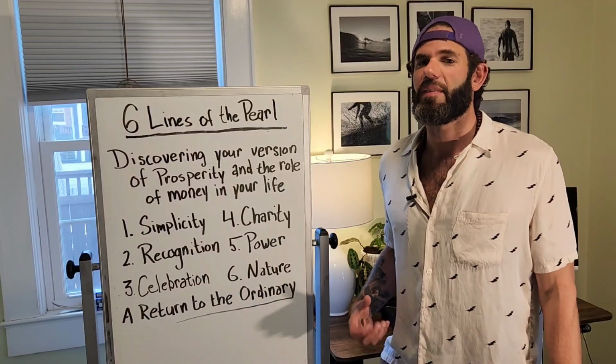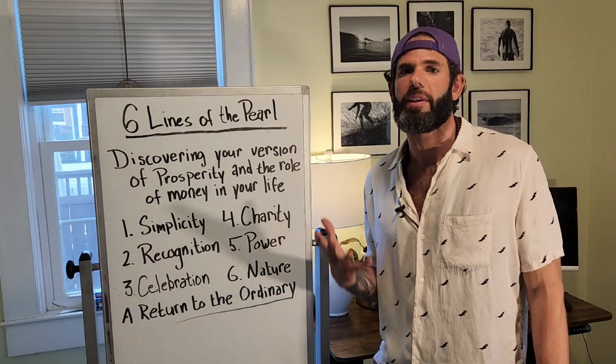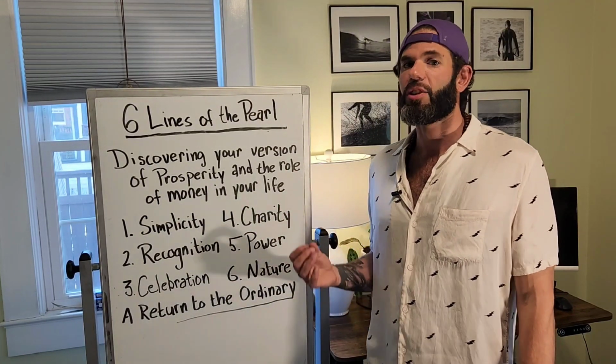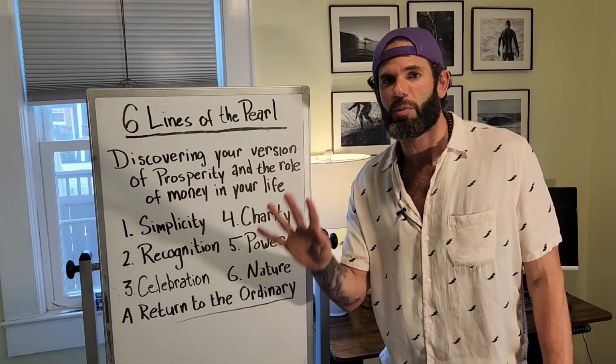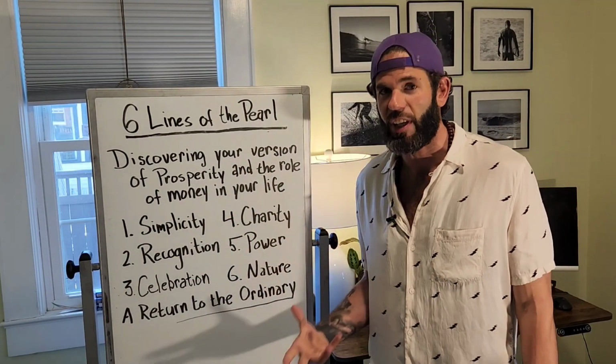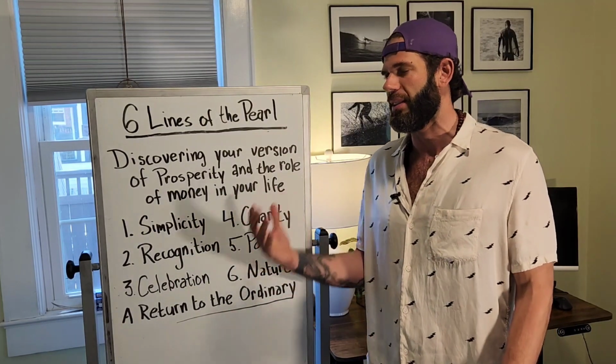The 6 lines of the sphere of the pearl, which is about discovering what prosperity means to you and your relationship to money. And just for clarity, there's the pearl sequence, which contains 4 spheres, one of which is the sphere of the pearl, which is where it gets our namesake. And that's what we're talking about today.